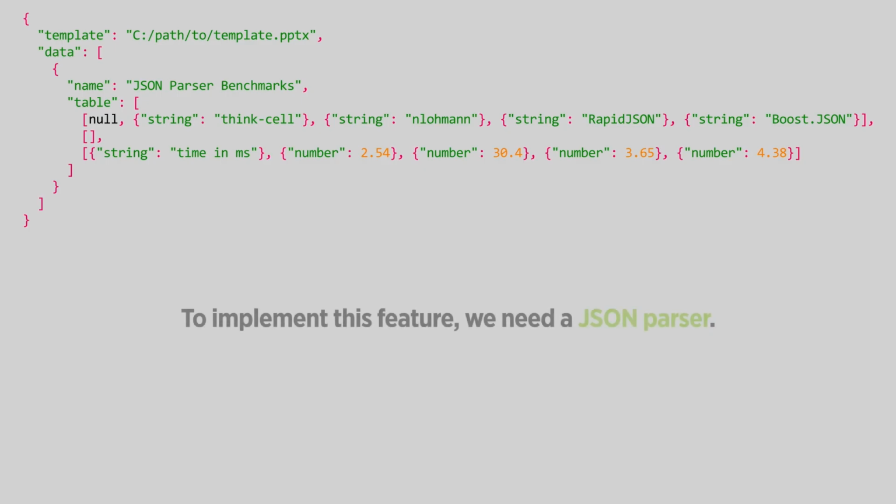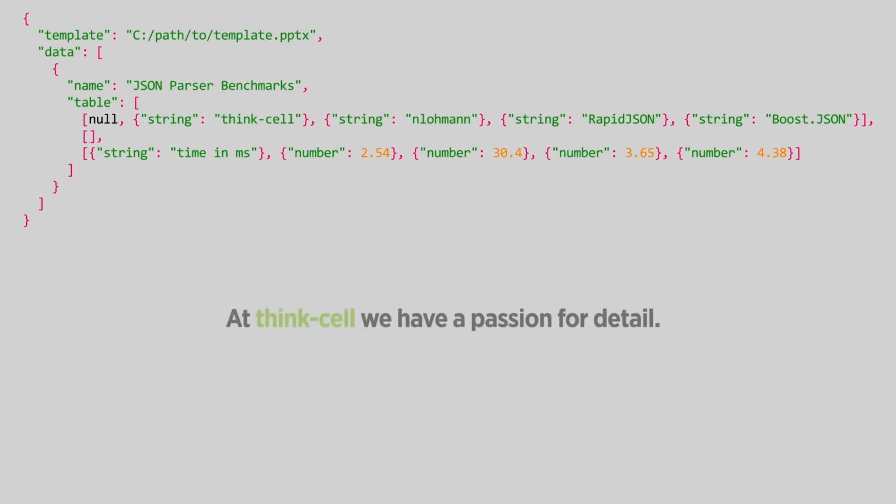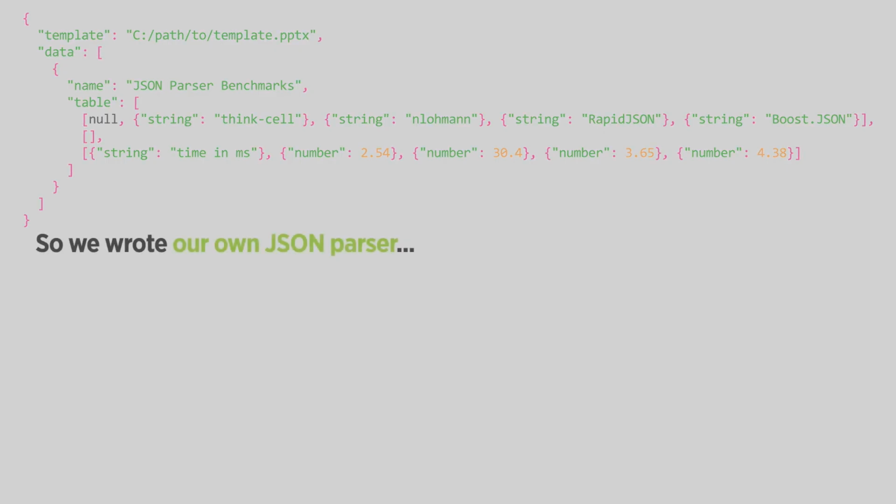To implement this feature, we need a JSON parser. Most existing JSON parsers use either a DOM, which is slow due to memory allocation and copies, or SAX event handlers, which are awkward to use. At Thinxer, we have a passion for detail. We wanted the JSON parsing code to be really fast as well as pretty to look at. So we wrote our own JSON parser.